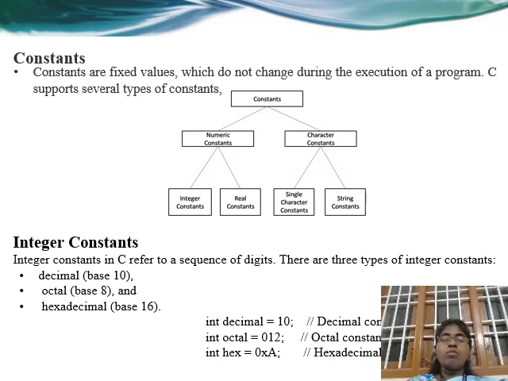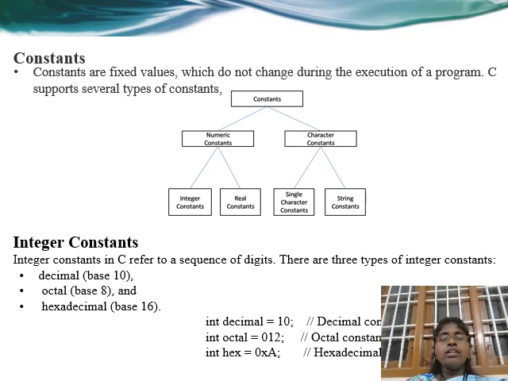If we discuss integer constants, what is an integer constant? An integer constant in C refers to a sequence of digits. There are three types of integer constants: decimal, octal, and hexadecimal. Decimal is base 10, octal is base 8, and hexadecimal is base 16.